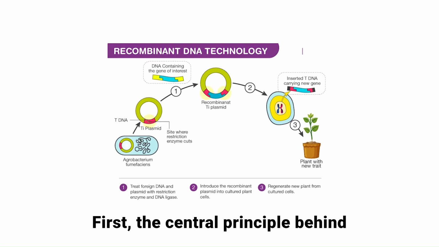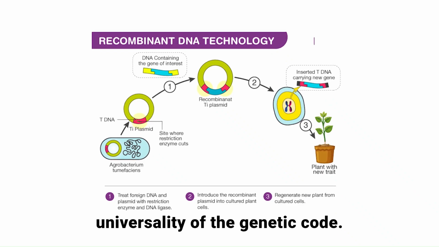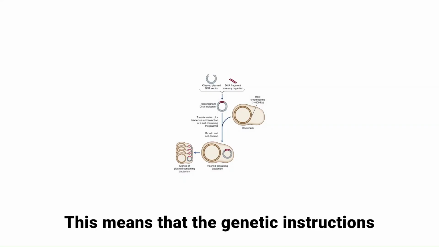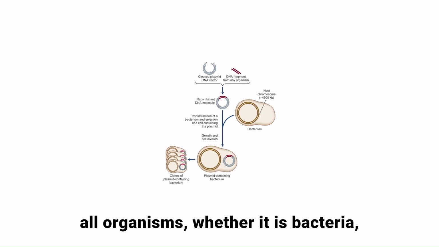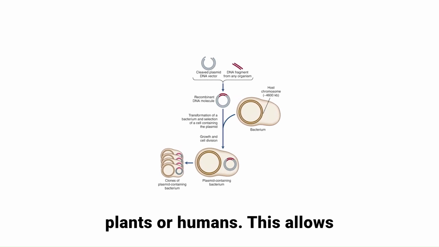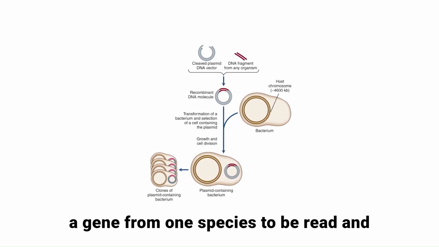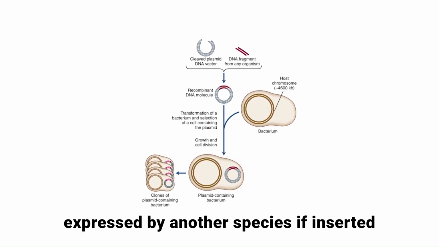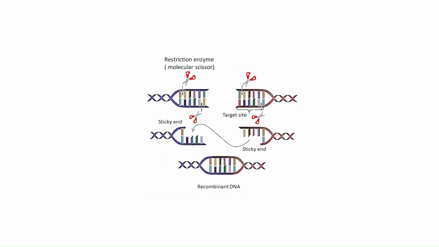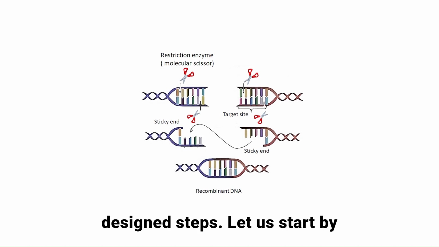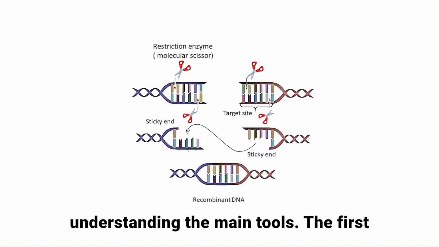First, the central principle behind recombinant DNA technology is the universality of the genetic code. This means that the genetic instructions written in DNA are the same across almost all organisms, whether it's bacteria, plants, or humans. This allows a gene from one species to be read and expressed by another species if inserted properly. However, to achieve this, we need precise tools and carefully designed steps. Let's start by understanding the main tools.